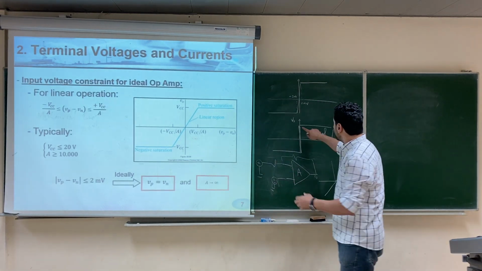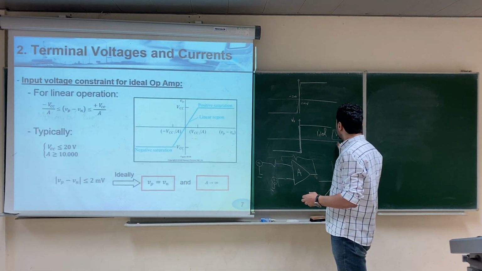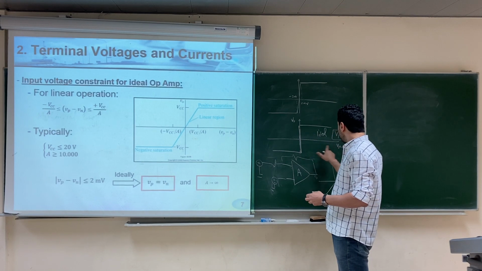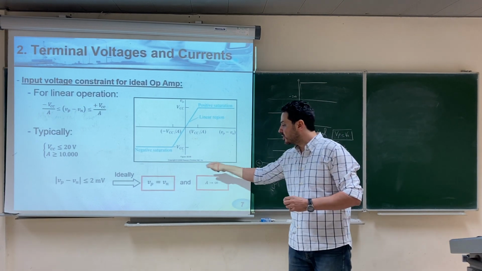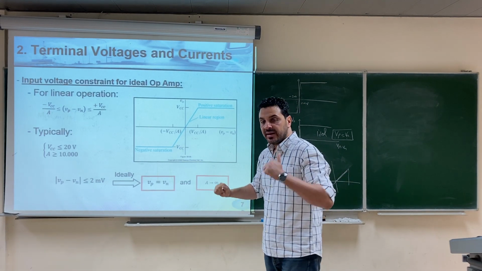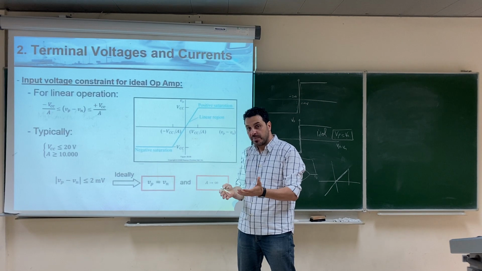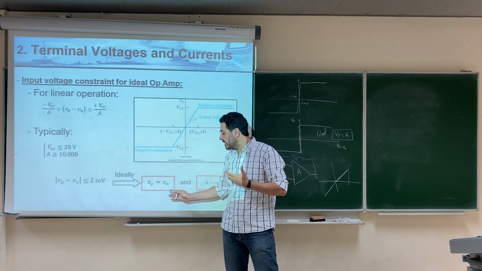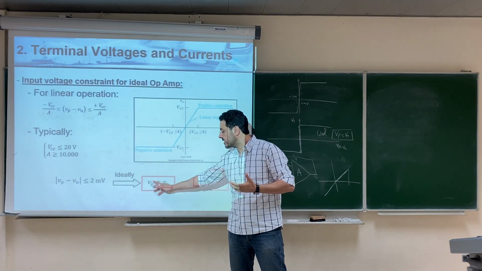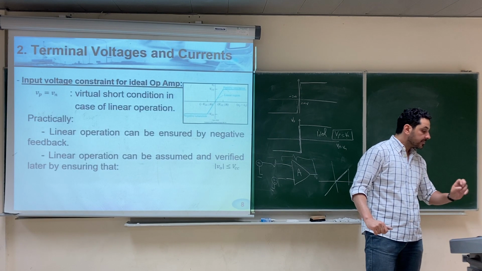If you assume it is operating in the linear region, then you assume that Vp is equal to Vn, because in this region Vp minus Vn is 0. So this assumption is very important. Again, the ideal op-amp is the one that we are going to use most of the time. If you assume that it is working in the linear region, then you use this assumption: Vp equals Vn. Okay, next.